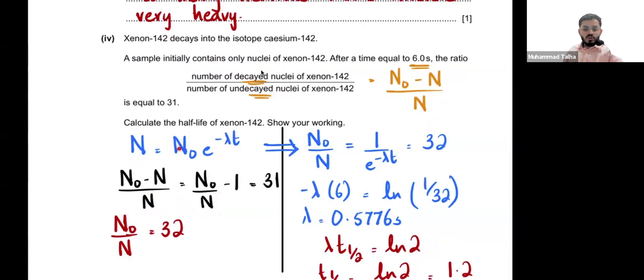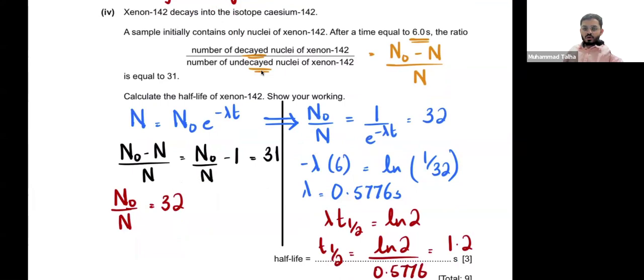So n naught over n would be 1 over e to the negative lambda t, which is going to be 32. It's just math from here on out. You make this 1 over 32, you take the ln. So this becomes ln 1 over 32. And after taking the ln of e, you just have the power left, minus lambda. T was 6 seconds, 6 seconds right here, and you find out lambda.